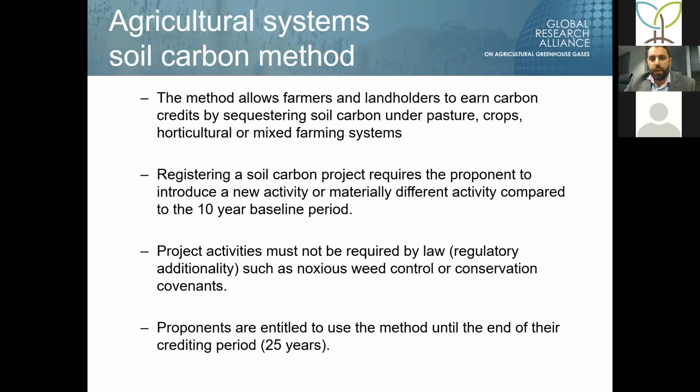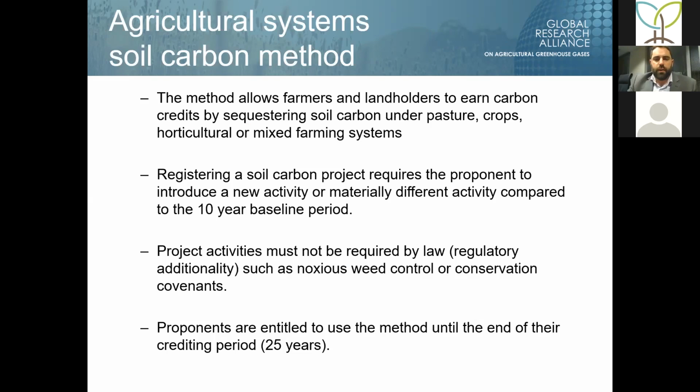Again, this method allows you to do activities under pasture, crops, horticultural and mixed farming systems. We'll assess that you're doing a new activity or a materially different activity compared to what you're doing under your 10-year baseline period. This is typically demonstrated in a land management strategy, which needs to be signed off by an independent person with certain competencies, like they are agronomists, etc. These new or materially different activities must not be required by law.